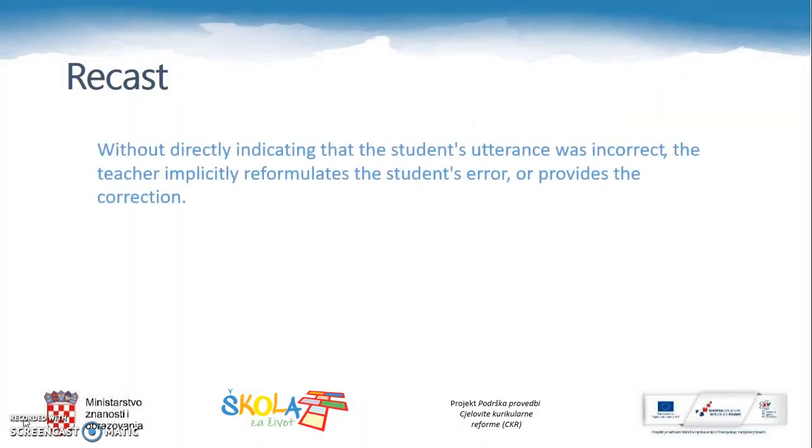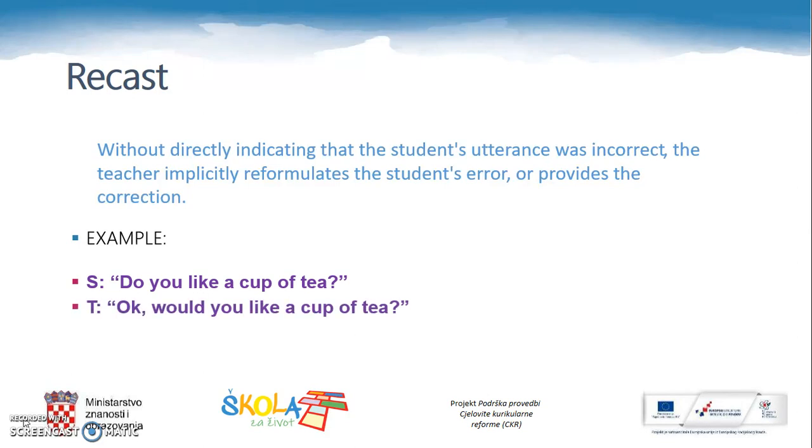Recast. Without directly indicating that the student's utterance was incorrect, the teacher implicitly reformulates the student's error or provides the correction. For example, the student says, "Do you like a cup of tea?" The teacher says, "Okay, would you like a cup of tea?"